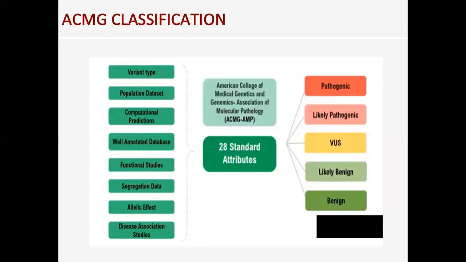So as per ACMG classification, ACMG and AMP together have provided a set of standards. There are 28 standard attributes based on different parameters: variant type, population databases, and computational predictions from the annotated databases. Considering all these parameters, the 28 standard attributes suggested by ACMG, AMP can classify your variant as pathogenic, likely pathogenic, VUS, likely benign, or benign.